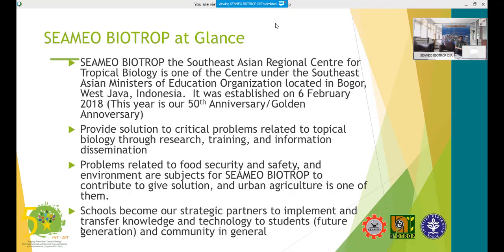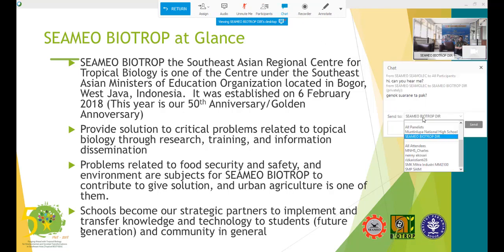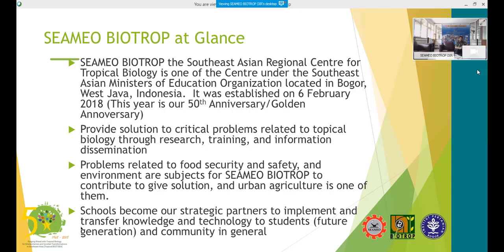This is just an introduction: SEAMEO BIOTROP is the Southeast Asian Regional Center for Tropical Biology, and it is one of the centers under the Southeast Asian Ministers of Education Organization located in Bogor, West Java, Indonesia. It was established on the 6th of February 1968. So this year we are 50 years old actually. So this year is our golden anniversary.